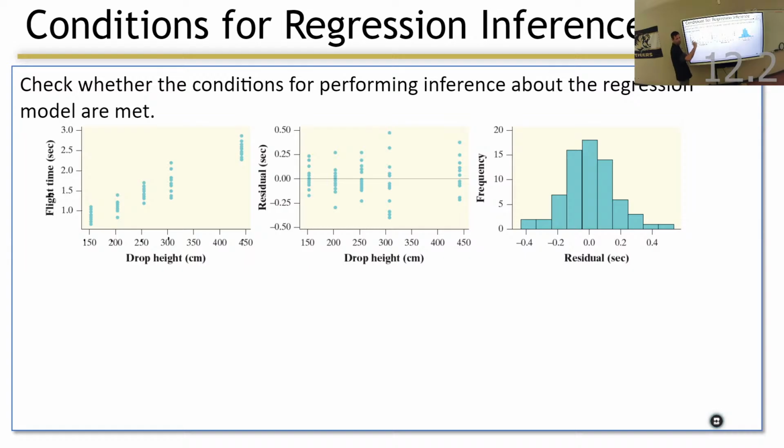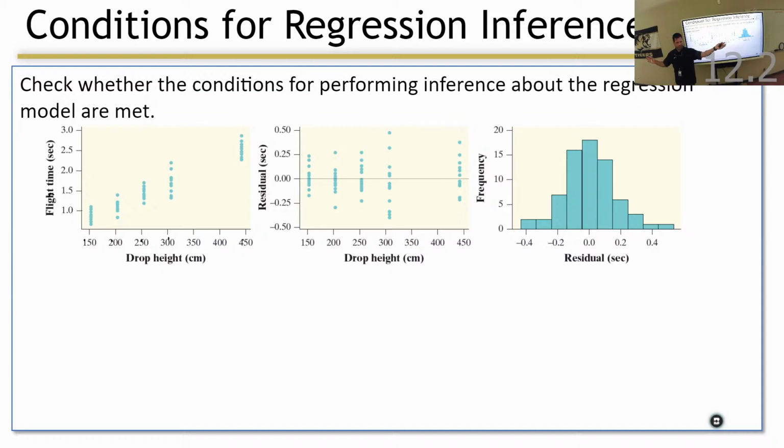Fair enough? It looks linear. So we fit the line. We had a random selection. It said that in the deal. 70 is less than 10% of all helicopter drops. How do I know? Because I can drop infinity. The scatter plot or the residual plot looks like roughly equal variability. There's the residual plot that looks normal.